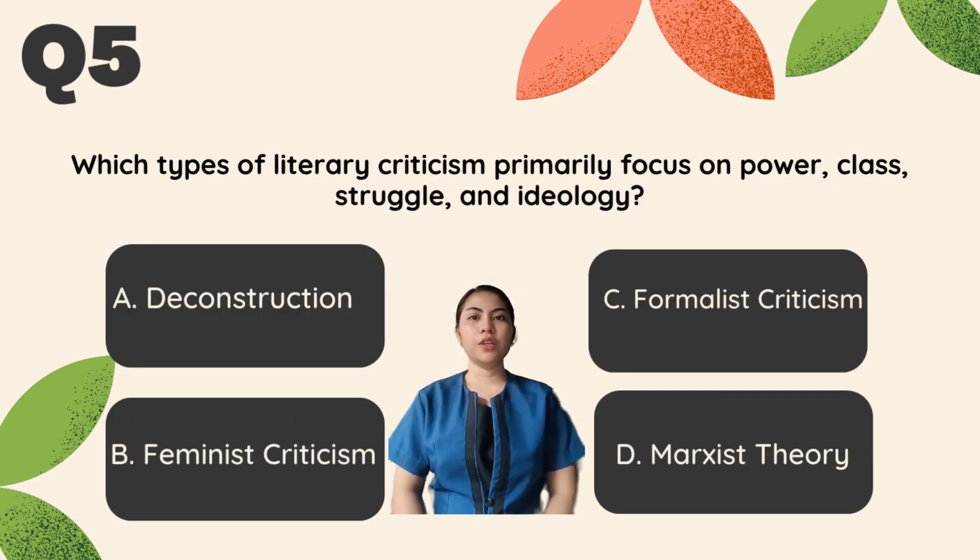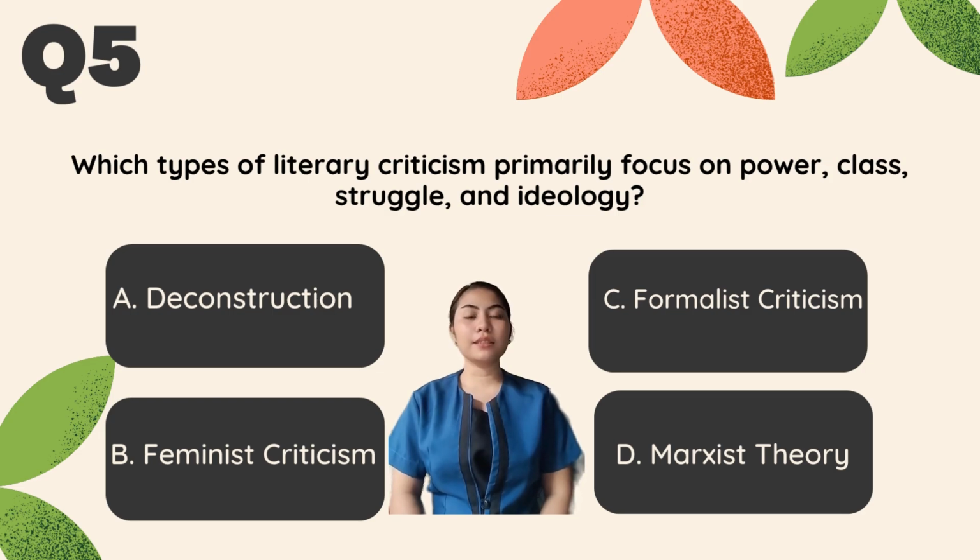Question number 5. Which types of literary criticism primarily focus on power, class, struggle, and ideology? Letter A, deconstruction. Letter B, feminist criticism. Letter C, formalist criticism. And letter D, Marxist theory.